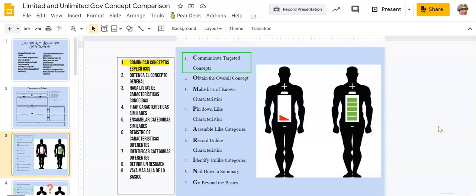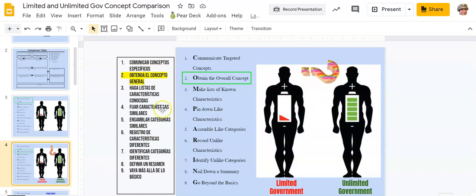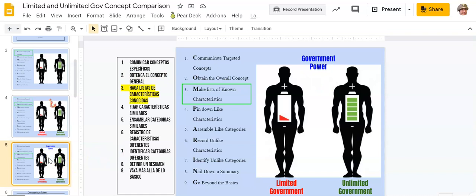So we will start out by communicating the targeted concepts, and I'm going to do that using an image. I'm going to ask them to look at this picture and compare these two guys as far as their relative strength, the relative strength of these two batteries, and then connect that up to the idea of limited and unlimited government. So those will be our two concepts. Then the overall concept, which we need to obtain, that's what the question mark is for. So we'll be trying to figure out, well, what are both of those things about? They're both about government power.